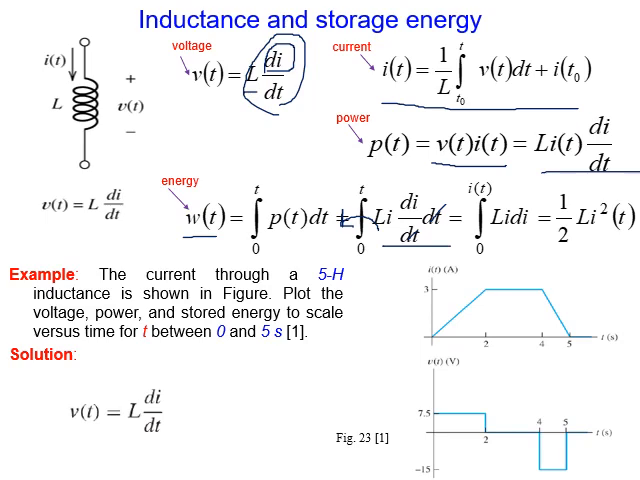Also, here you see the current given in this formula. He asked me to find the current through a 5 Henry inductance, and to plot the voltage, power, and stored energy to scale versus time from 0 to 5. You can see I also have here a range from 0 to 2, from 2 to 4, similar to the previous example in the capacitor. And I want to find V, where V is L di over dt.